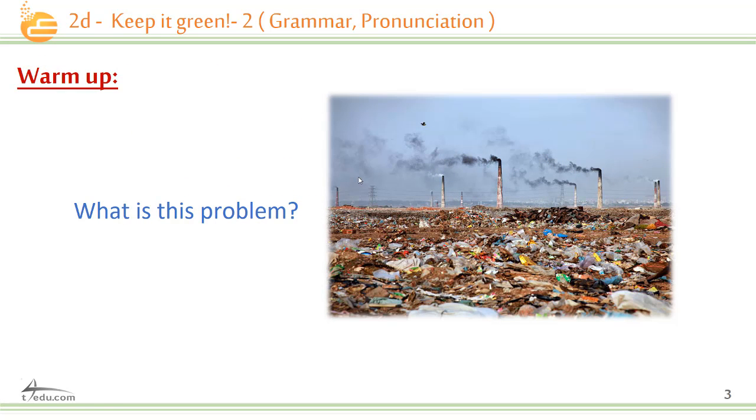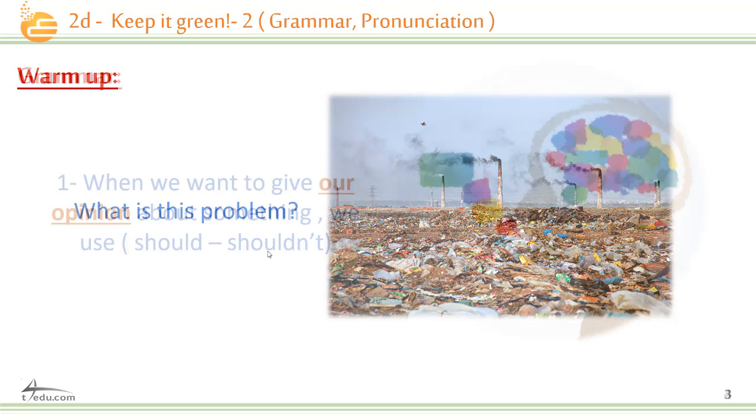Okay. What is the problem here? Very good. We have pollution. The land is polluted. The air is polluted. So this is an unhealthy environment. We should try to maintain a healthy environment or ecosystem.